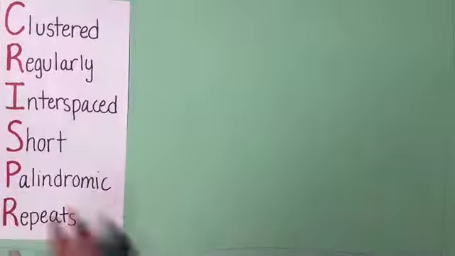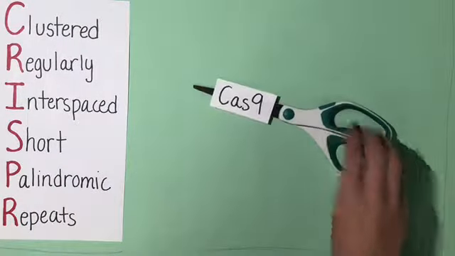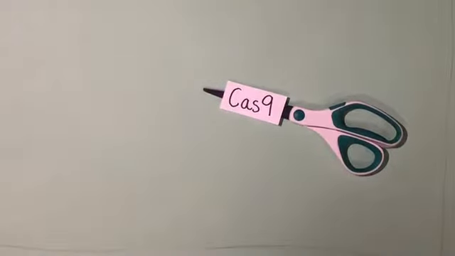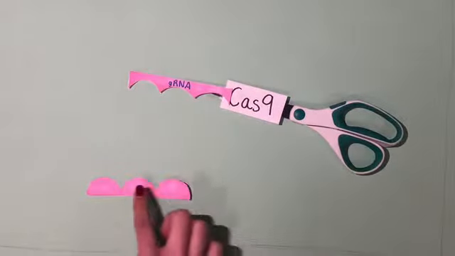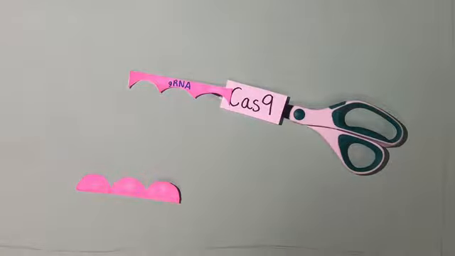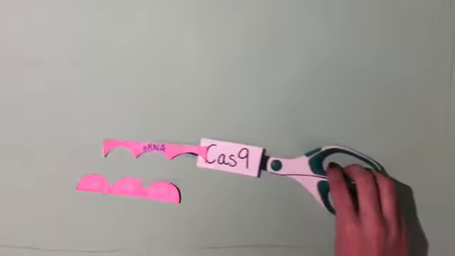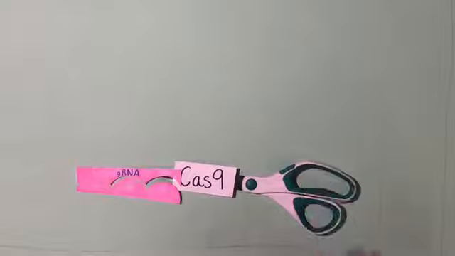In 2012, Jennifer Doudna and Emmanuel Charpentier discovered a tool called CRISPR-Cas9, and Cas9 is a molecular pair of scissors. Cas9 finds its location in the genome by using a sequence called guide RNA. Cas9 can now look through the human genome to find a spot that the guide RNA matches. Once it finds a spot, the Cas9 is ready to make a cut.